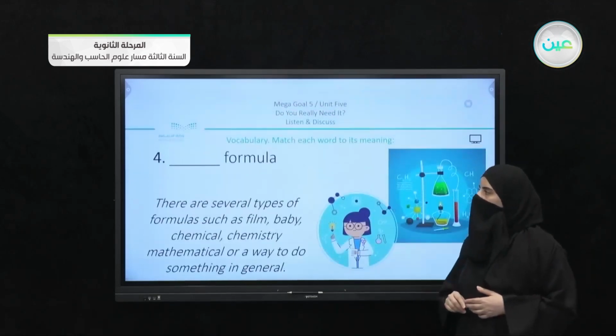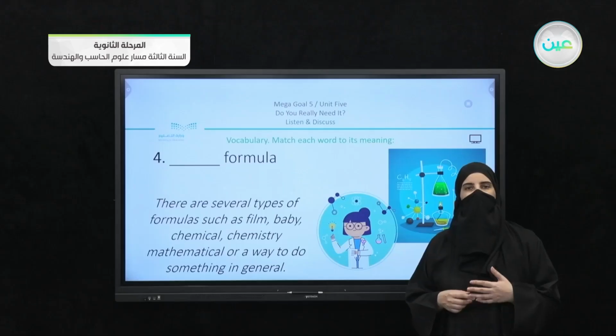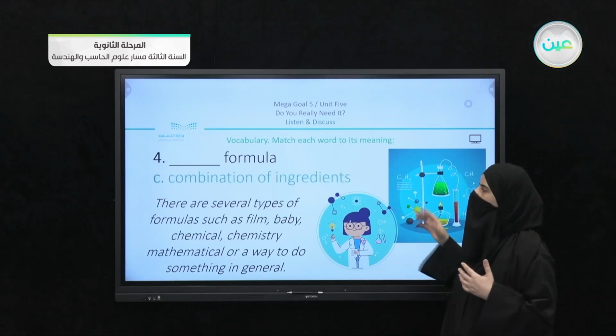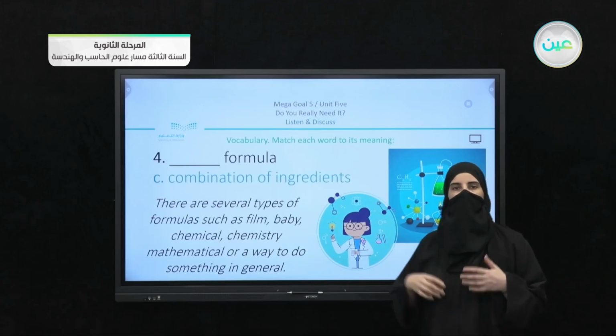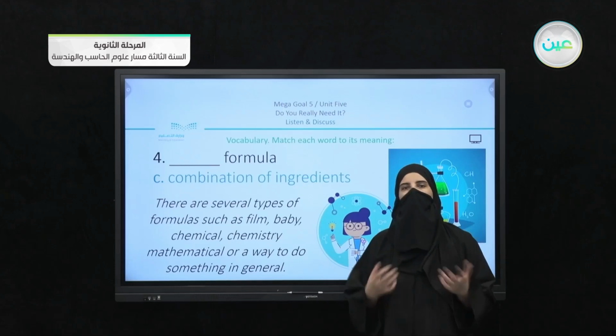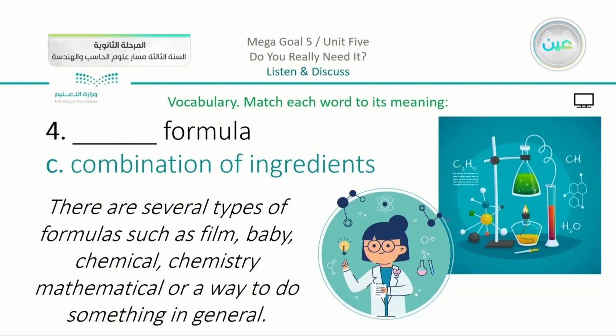Now we have also number 4, there are several types of formulas, such as film formulas, baby formulas, chemical, chemistry, mathematical formulas, or a way to do something in general. So we agreed that it's some kind of mixture, or we can say a kind of combination. Now this combination can be of ingredients, or it can be generally a combination. So the answer is going to be formula, C.